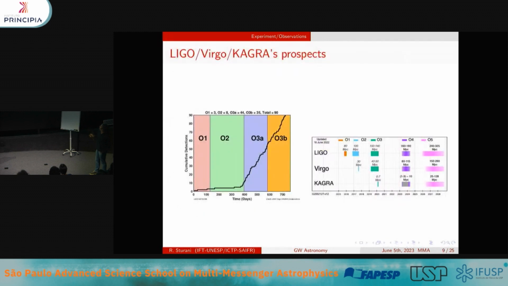Okay, you have already seen this, but I want to make you pay attention to this change of slope. In O1 and O2, we saw few detections per month, and then all of a sudden the slope of detections increased. This is not because the detector massively increased its sensitivity. On the contrary, O3 was slightly worse than O2, but Virgo joined. When a detector joins, even if it doesn't have the sensitivity to give a lot of information, the fact that it sees a little bit of the event in coincidence with the others increases the significance a lot.